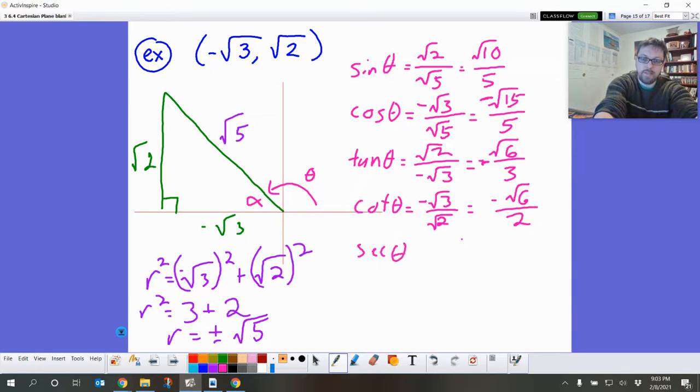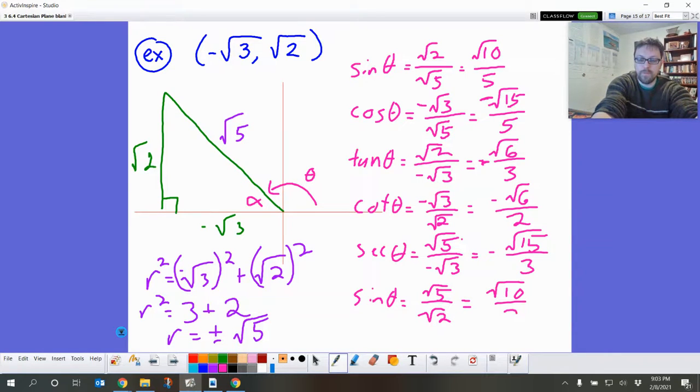Secant of theta is going to be the reciprocal of negative square root of 3 over the square root of 5. Be the square root of 5 over negative square root of 3, which gets us negative square root of 15 over 3. Sine theta is going to be the reciprocal of square root of 5 over square root of 2, which equals square root of 10 over 2.